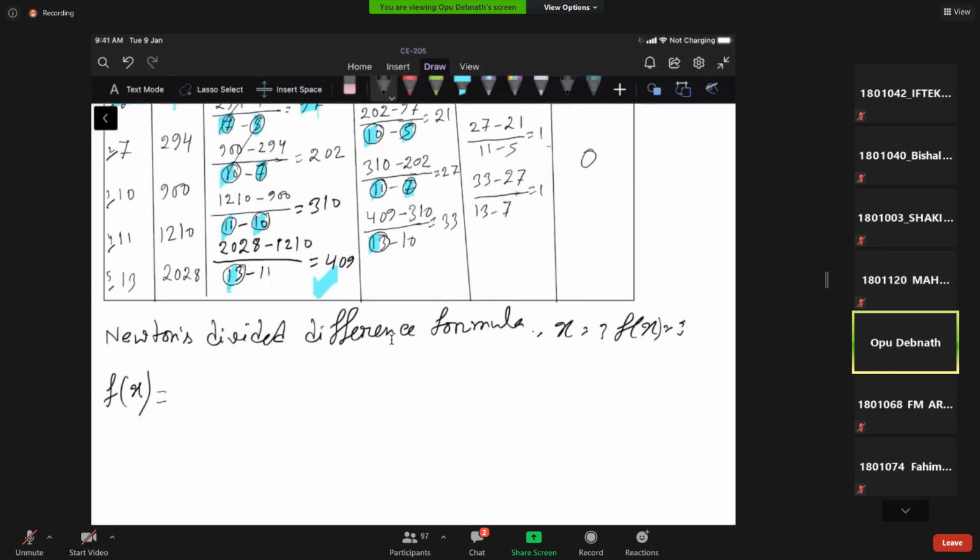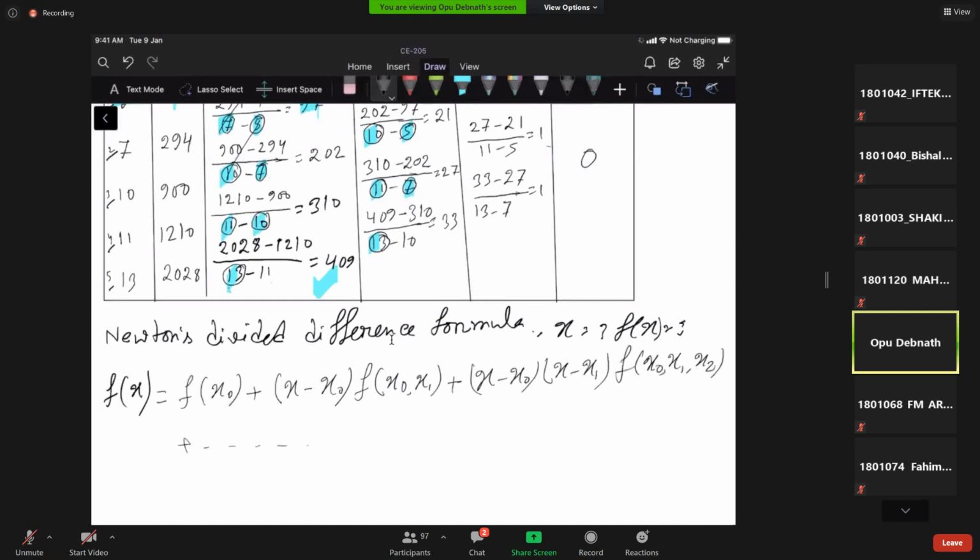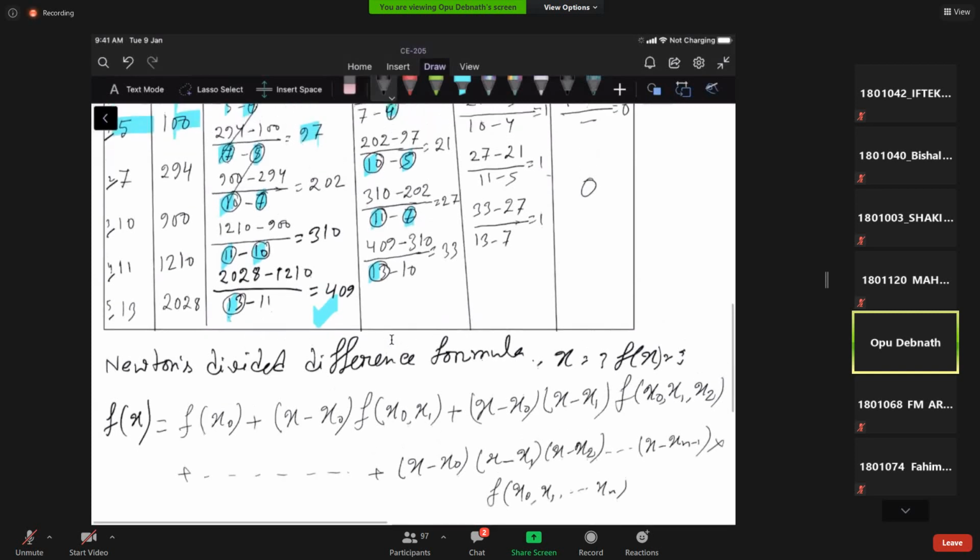So f of x will be function of x0, plus simply x minus x0 times function of x0 x1, plus x minus x0 times x minus x1 times function of x0 x1 x2, plus this will continue up to x minus x0, x minus x1, x2, up to x minus x n minus 1, multiplied by function of x0 x1 up to xn.